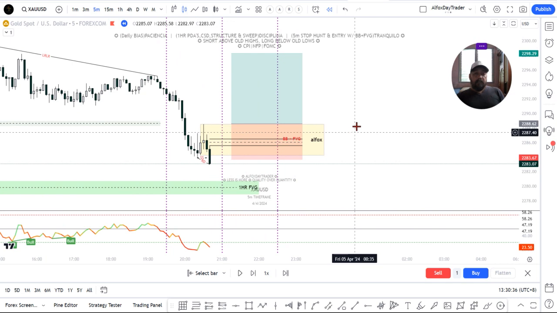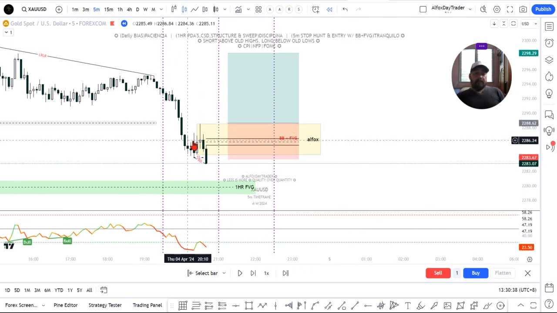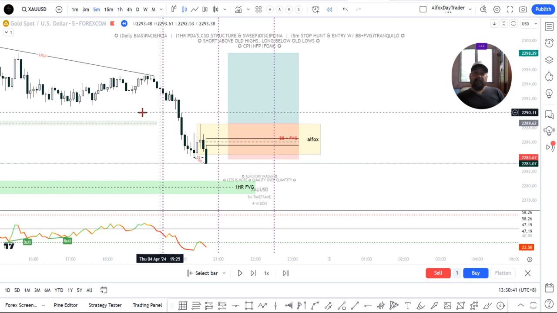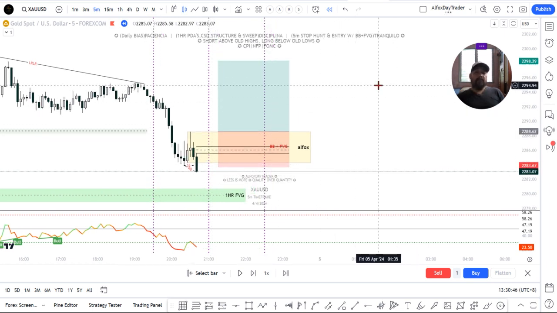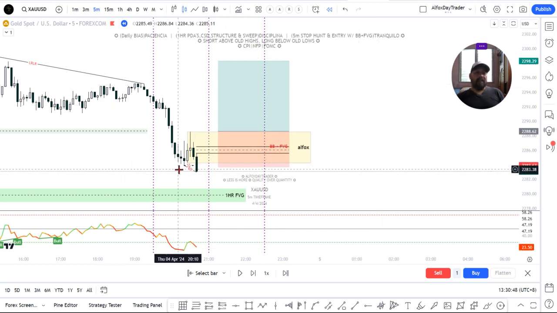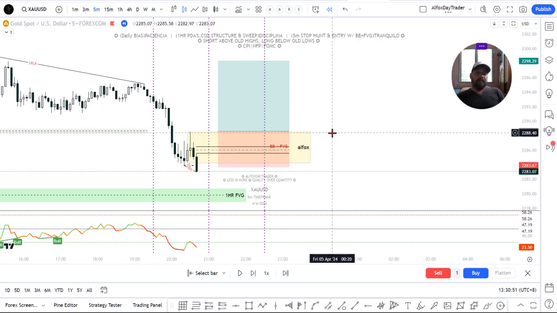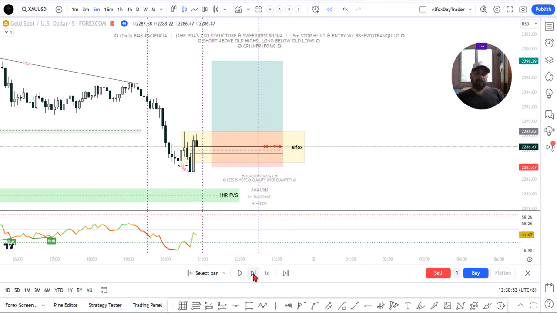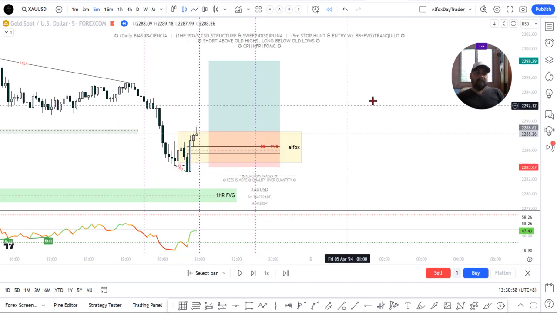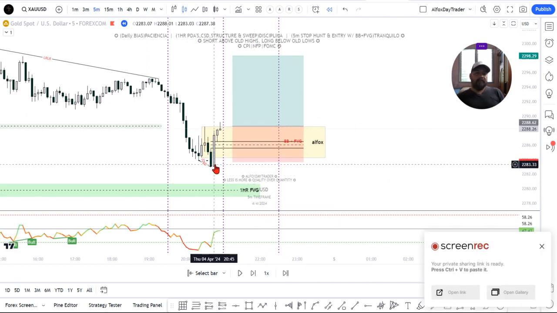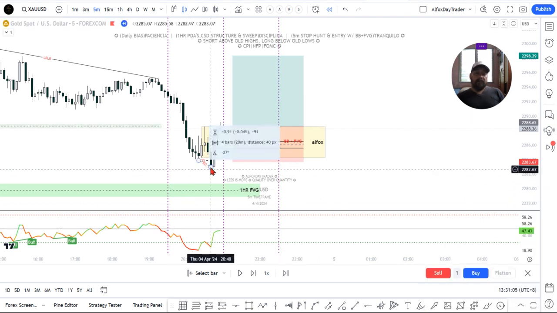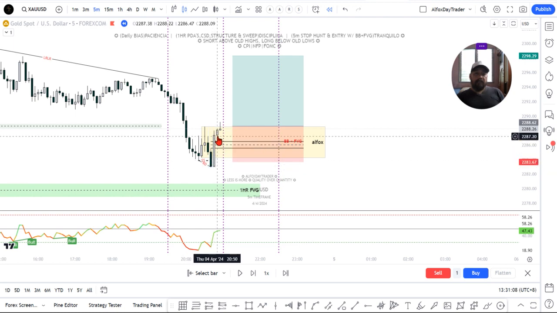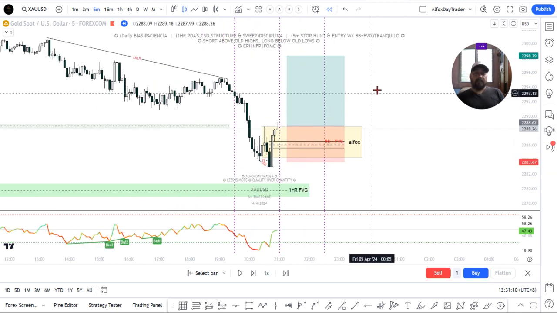So now we have these confluences, but still we're not complete. So I will not enter yet. We still need to wait for our FVG, which is aligned with our breaker block. So now we continue. As you can see, price created this big candle. This big candle is a displacement candle. So now, after this candle, the next candle created our FVG.